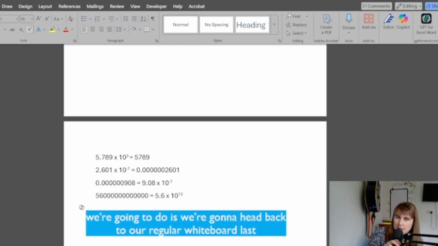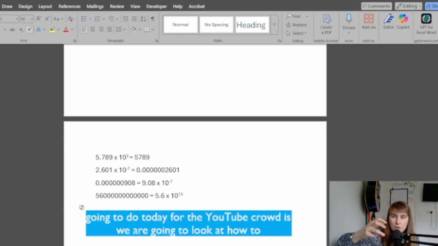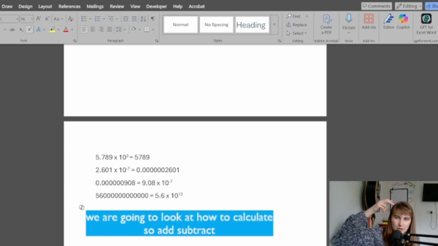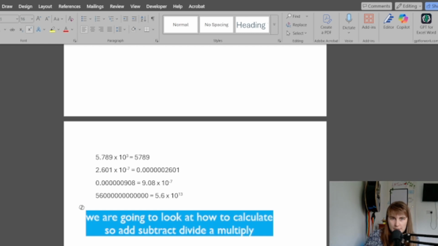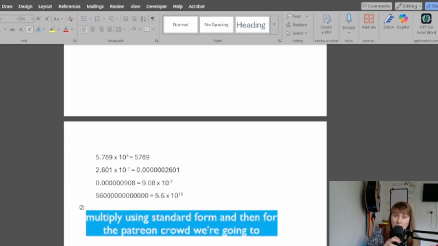Last thing we're going to do today for the YouTube crowd is we are going to look at how to calculate, so add, subtract, divide and multiply using standard form. And then for the Patreon crowd, we're going to look at the other part of that worksheet.